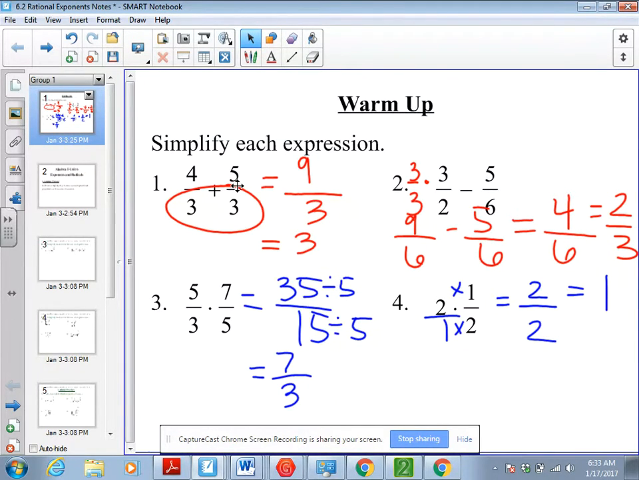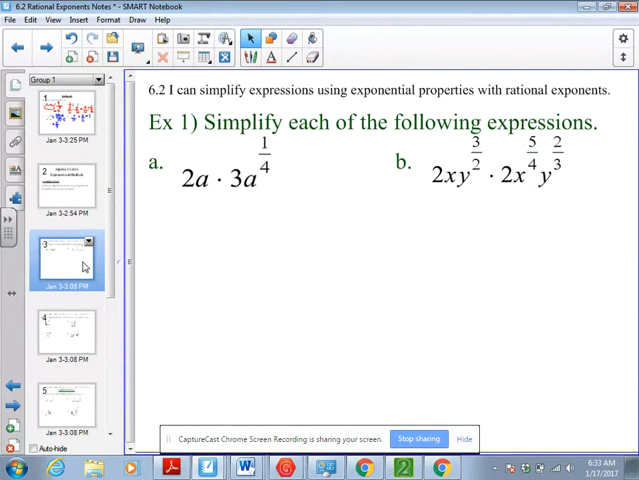So today we are applying all of the exponent properties we've already learned. The zero, the negative, the product, power to a power, the quotient property. We're applying all of them, but there will be fractions. So, example 1. I have 2a times 3a to the 1/4. I'm going to go ahead and make this a 2a to the first.